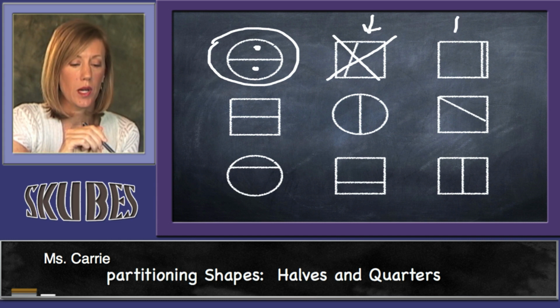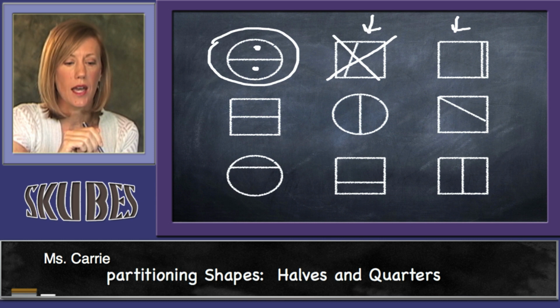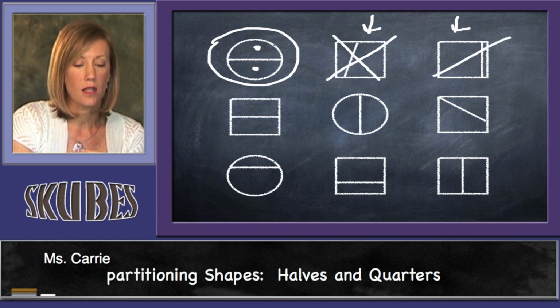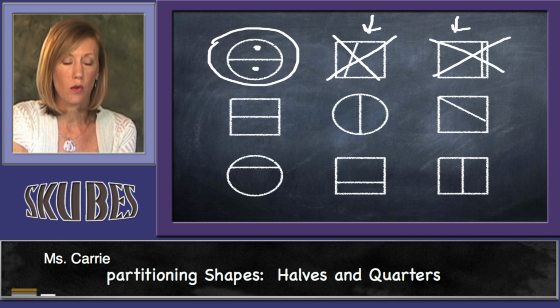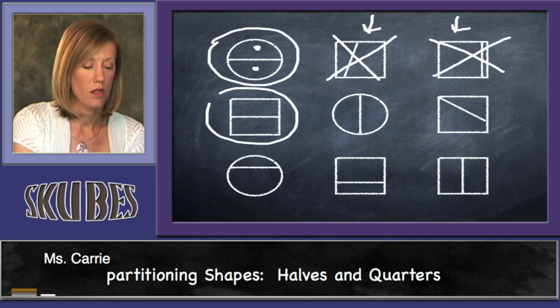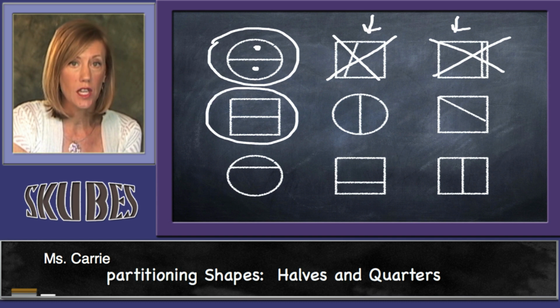Same goes for this square right here. This one side is really big and the other side is really skinny, so that is definitely not partitioned into equal pieces. This would be yes right here. Those are divided in halves, equal parts.